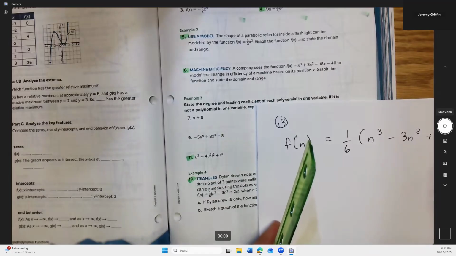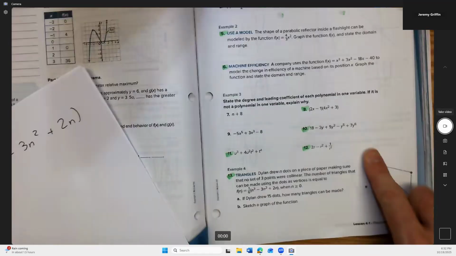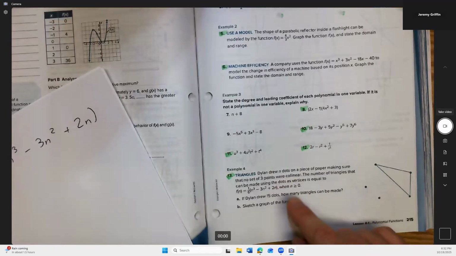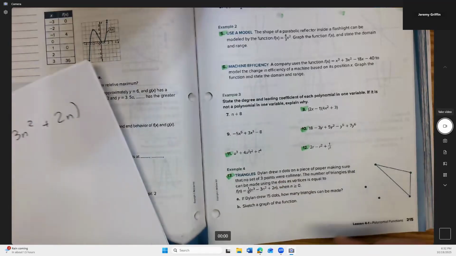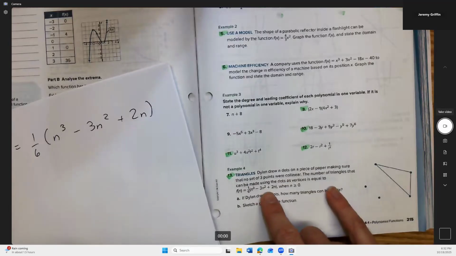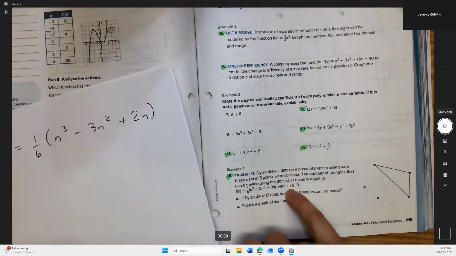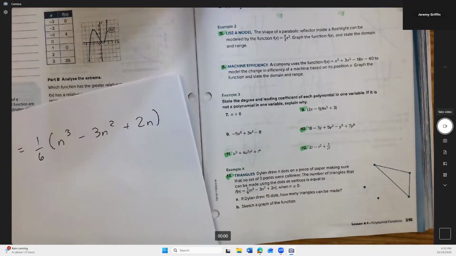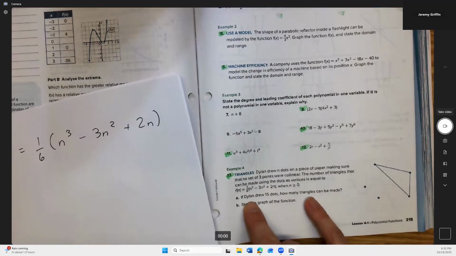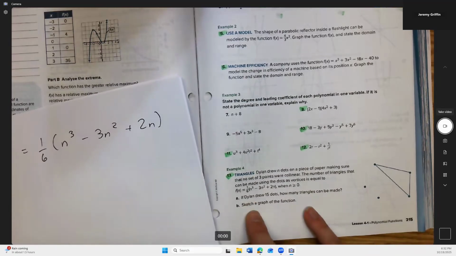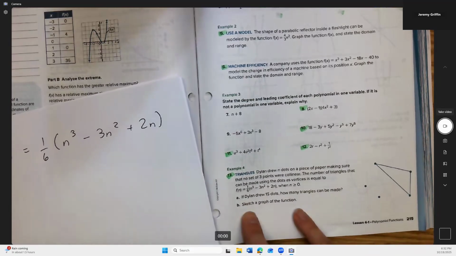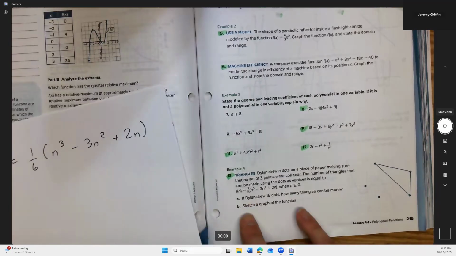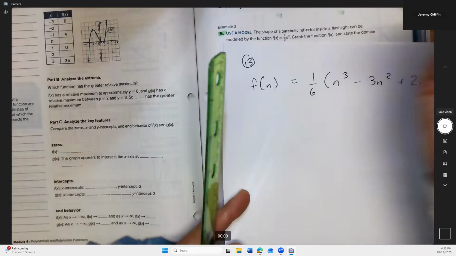Again, as long as none of the dots are all in a row, which is called collinear, so you can't draw a straight line through three dots, where n is greater than or equal to zero, so you can't have a negative number of dots. If Dylan drew 15 dots, how many triangles can be made, and then sketch a graph? So let's answer this question first. And I think I threw this in the Desmos at that time, so we'll see.